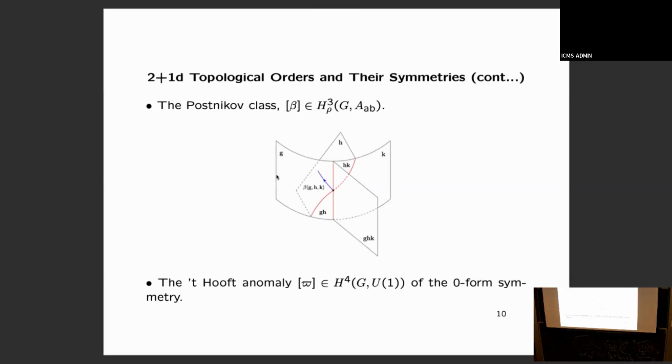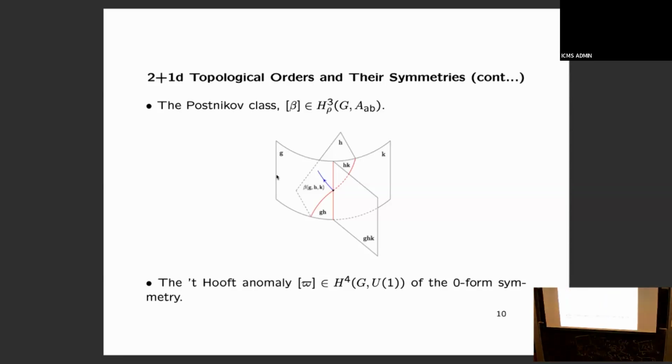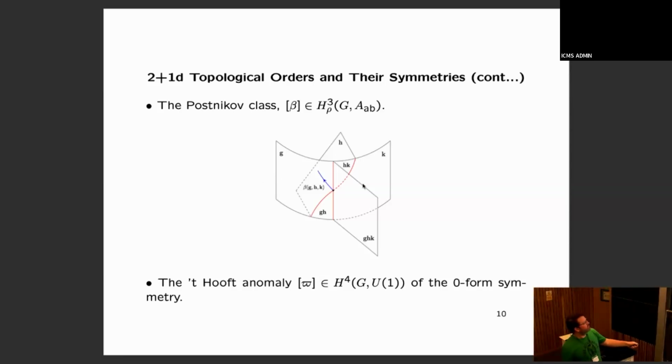Then there's yet another piece of data called the Postnikov class, which is an element of H^3(G, A^ab). So G is the symmetry group, and A^ab are the abelian lines. Essentially, if I make some kind of gauge transformation, or an F-transformation, this diagram is interpolating between two different configurations of defect that are linked to each other by an application of an associator. What might happen is that at this junction, a one-form symmetry line might appear. And that beta, in general, can be non-trivial.